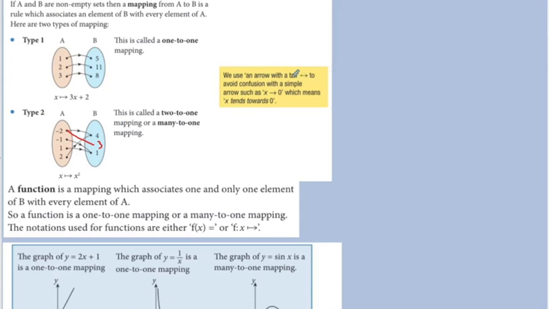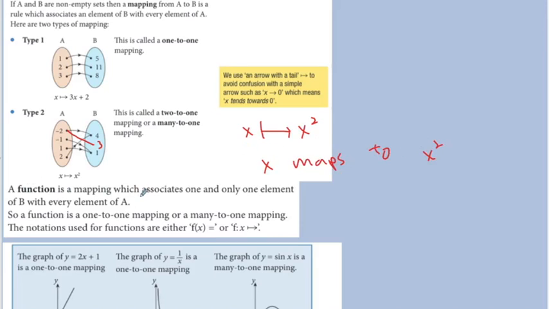Now we use an arrow with a tail, like this symbol right here, to avoid confusion. The other arrow means something else, which means x tends towards, so that's something else. This is, we'd say, x maps to x squared. That's how you'd say that.